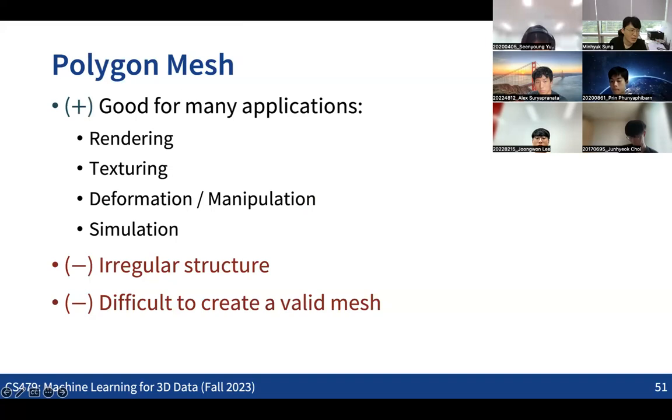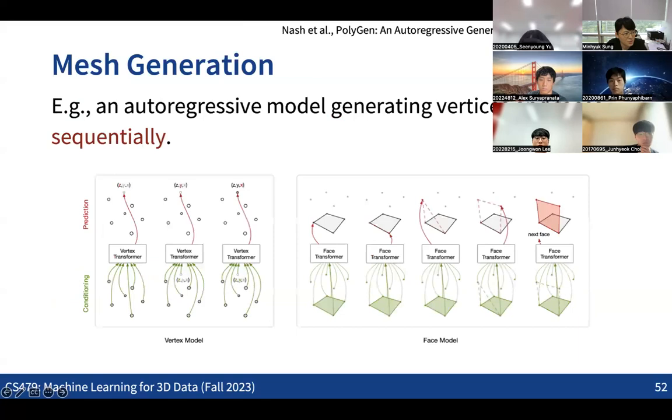There are also some attempts to make 3D meshes directly using a neural network. This was work introduced just three years ago, in 2020, and their idea was actually quite straightforward. There are already neural networks that can produce sequential data, right? For example, ChatGPT and many large language models produce sequential data as outputs. So their idea is to directly use an autoregressive model that can produce a sequence of data to produce the sequence of vertices and the sequence of faces.